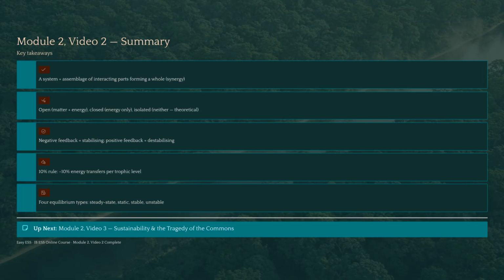Recap. System equals interacting parts with synergy. Open, closed, isolated. Know the difference. Earth is the key closed system. Models simplify reality. Evaluate all 3 ways, strengths and limitations both. Transfers: same type, different location. Transformations: type changes. 10% rule limits food chains to 4 or 5 levels. Negative feedback stabilizes. Positive feedback destabilizes.